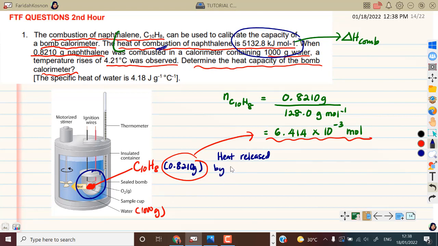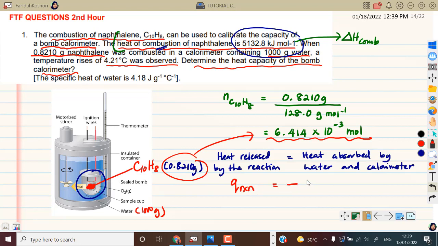Okay, heat released by the reaction equals heat absorbed by what? By water and calorimeter. So, if we look here, what is the formula? Actually, this one is Q reaction equals negative Q water plus Q calorimeter.